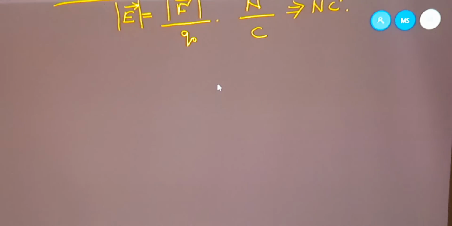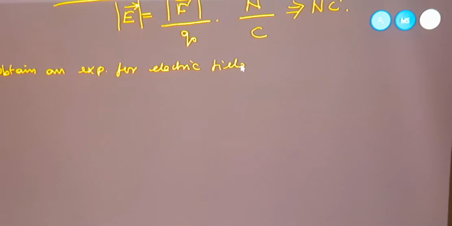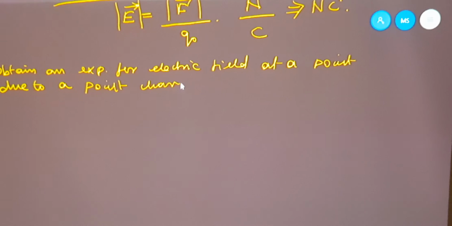You may be asked a question which is not given in your book, but a simple question may be asked. Like this, the question may be: obtain an expression or equation for electrical field at a point due to a point charge. You may expect a question like this for 3 marks.